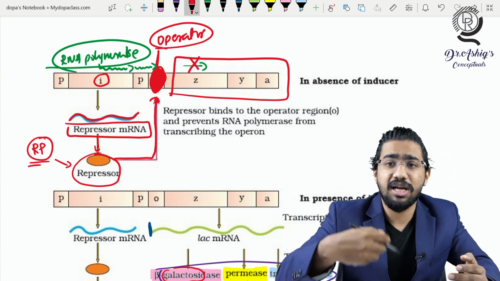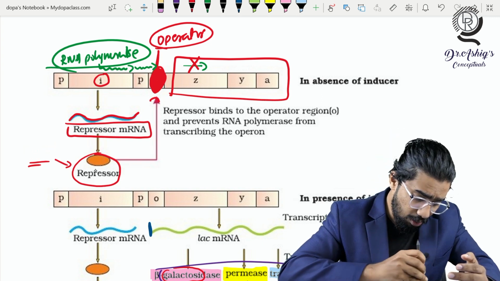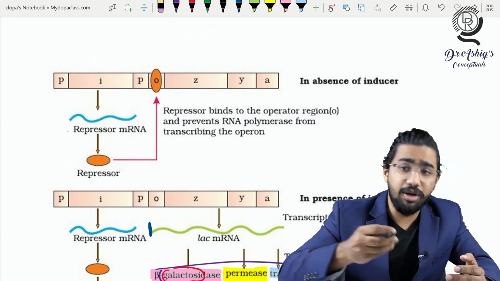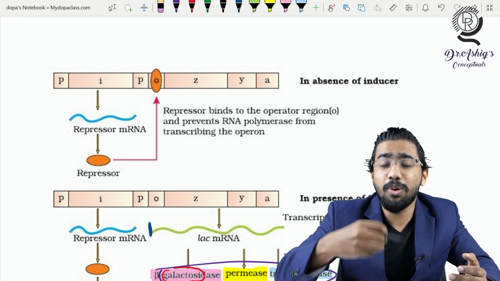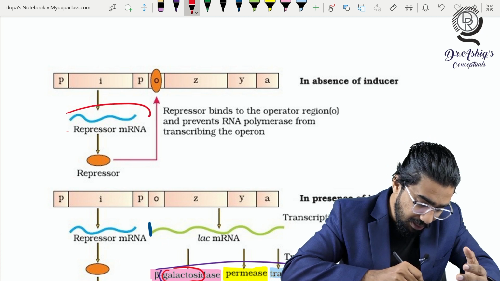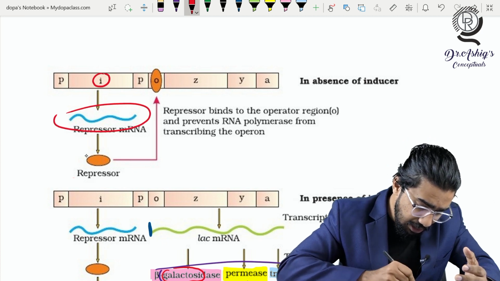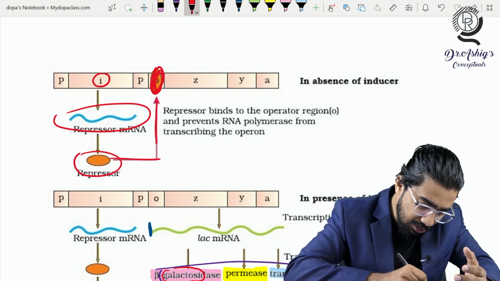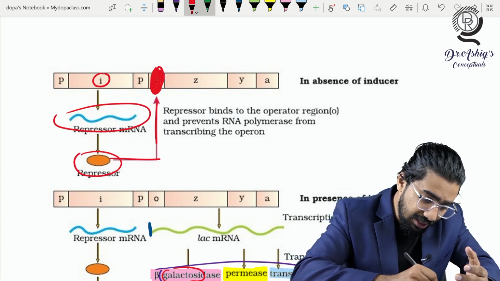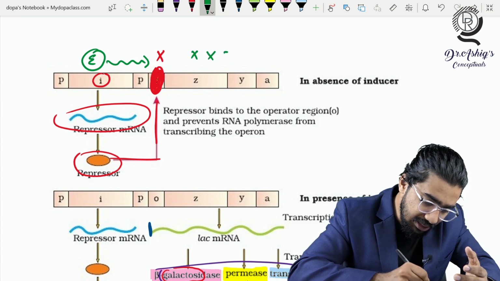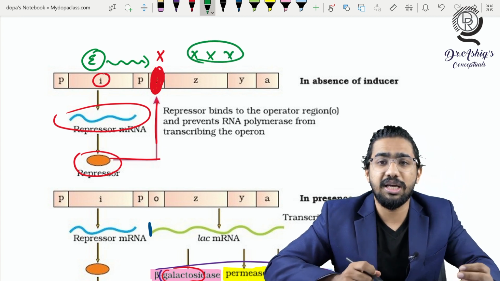I will explain this once again. In the absence of lactose, our E. coli bacteria do not need these enzymes. So at that time, a repressor mRNA will be produced from this I gene, which will produce a repressor protein that will come and bind the operator, or actually block the operator. When the enzyme for transcription comes here, it will be blocked, so the enzyme cannot reach here, and this area will not be transcribed.